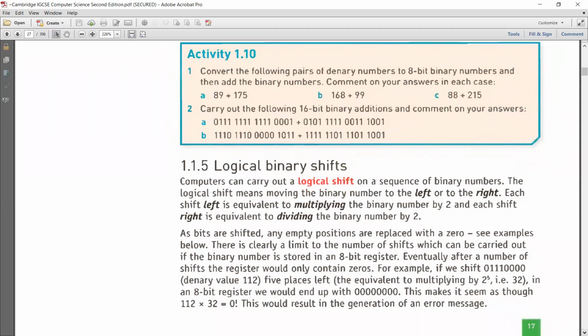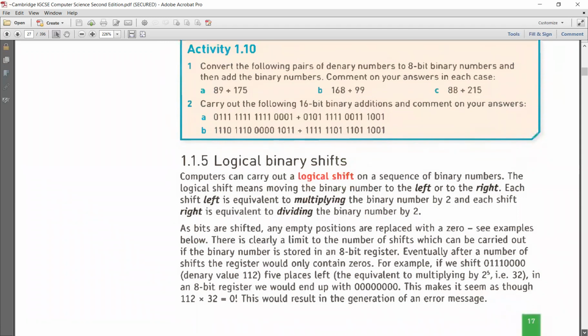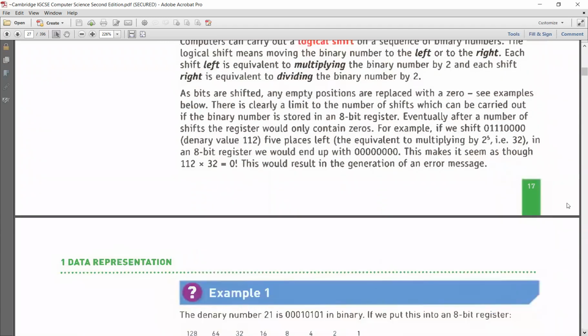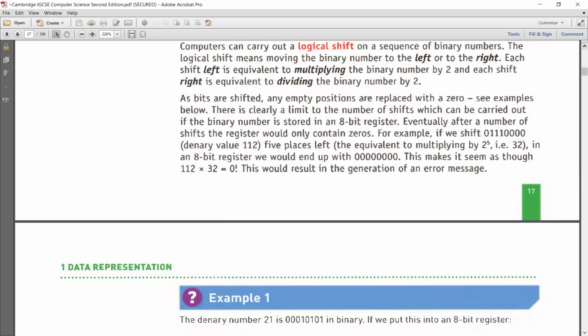Then we have the logical binary shift, the right shift and the left shift, and you can see what the impact is. Sometimes you can even be asked, we did a left shift, we did a right shift, what will the impact be? You are asked to comment on what is happening. So you can see for yourself, even by doing it, that with each left shift, it is multiplying by 2. One shift means multiplying by 2, two shifts means multiplying by 4, three shifts means multiplying by 8.